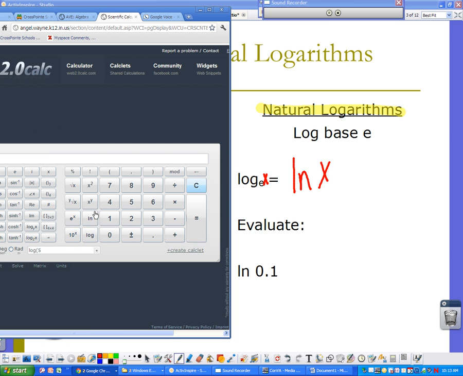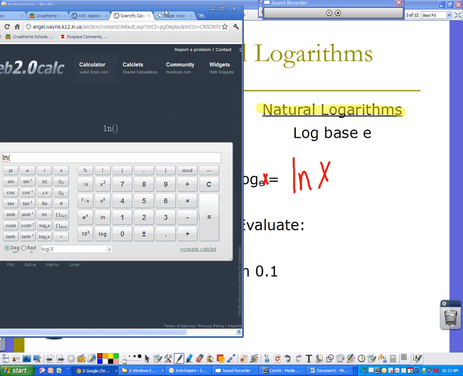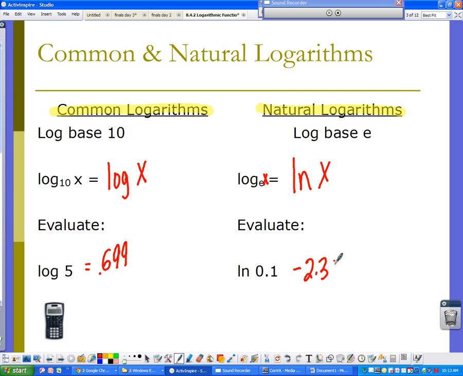Let me clear this out. We're looking for our ln button. So you simply click ln. It shows up right here, and it also shows up over on this side. Then we just put in our 0.1 and hit enter. It may take a few seconds to calculate it, and then you notice that it's negative 2.303. Okay, and that's as simple as it is to solve it.